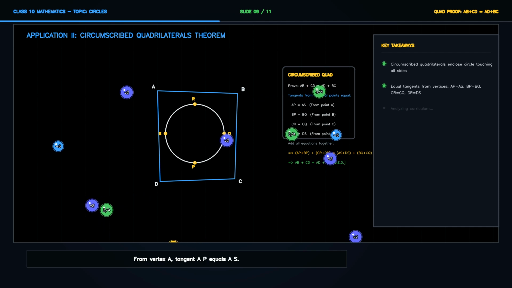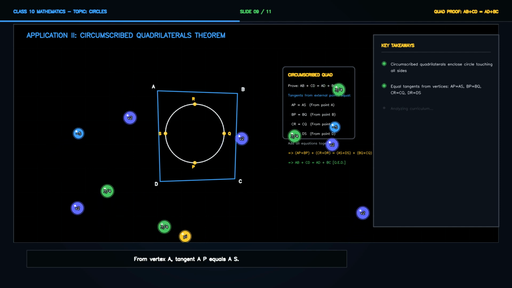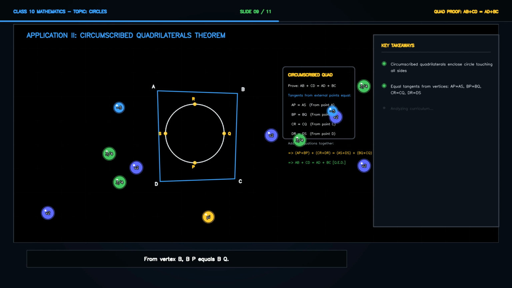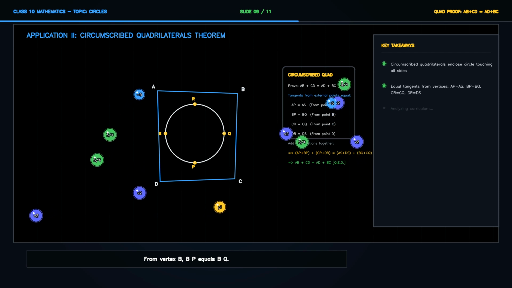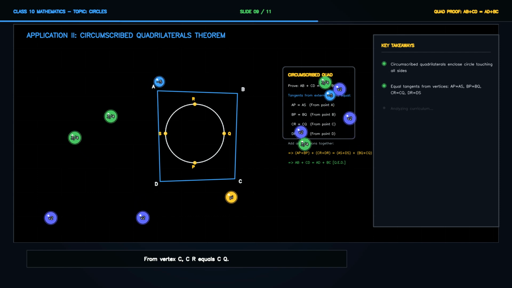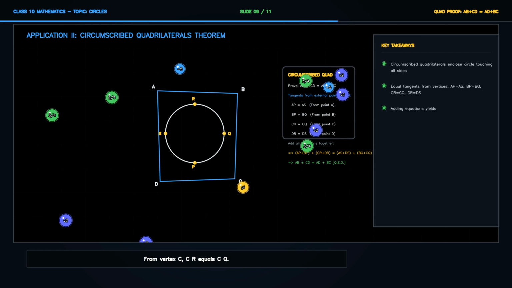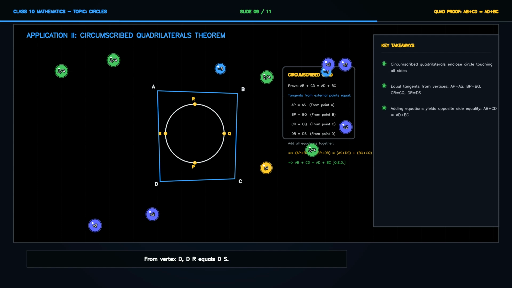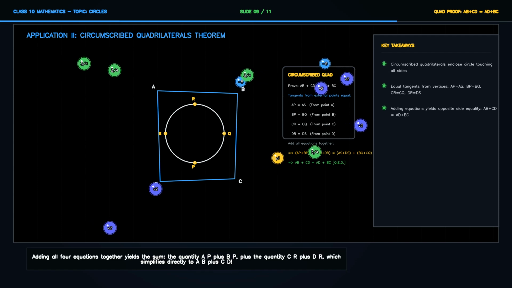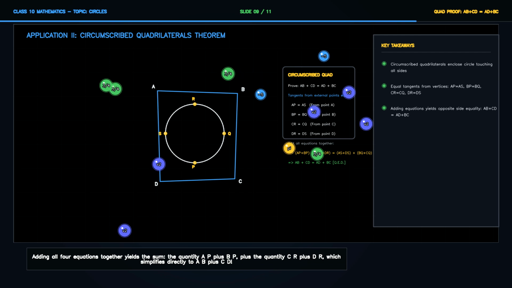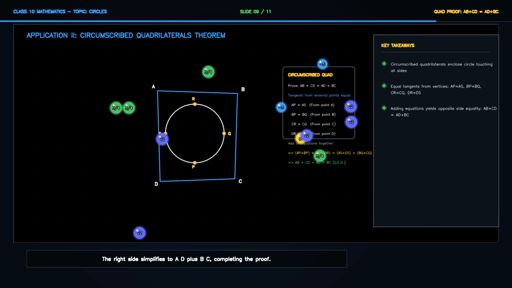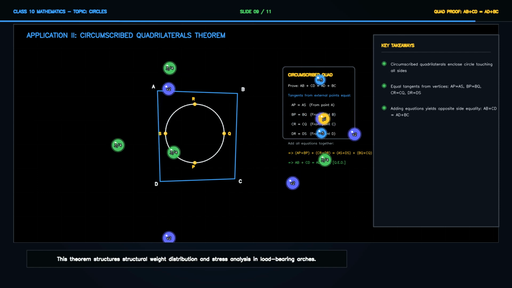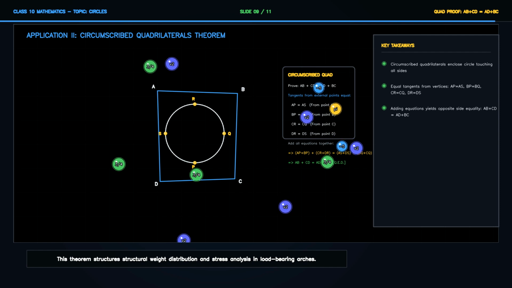We apply Theorem 10.2 to each of the four external vertices. From vertex A, tangent AP equals AS. From vertex B, BP equals BQ. From vertex C, CR equals CQ. From vertex D, DR equals DS. Adding all four equations together yields the sum. The quantity AP plus BP plus the quantity CR plus DR simplifies directly to AB plus CD. The right side simplifies to AD plus BC, completing the proof. This theorem structures weight distribution and stress analysis in load-bearing arches.